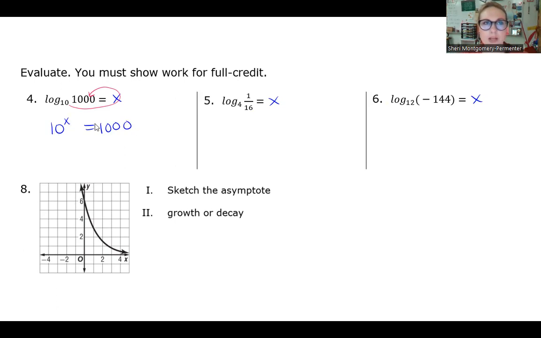How could we rewrite 1,000? You can use your chart. How could we rewrite 1,000 so that it's a base of 10? 10 to the 3rd power. And one way that you can do that is by counting the zeros. It's going to be 10, and then however many zeros are here, that's how you know what the exponent is. And as soon as you have the bases that are the same, you can mark them off and then set the exponents equal.